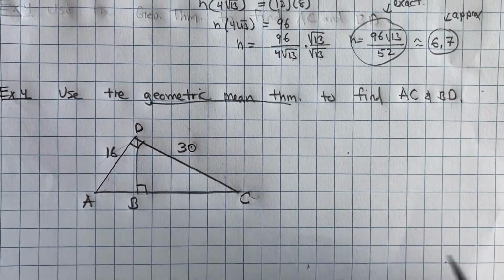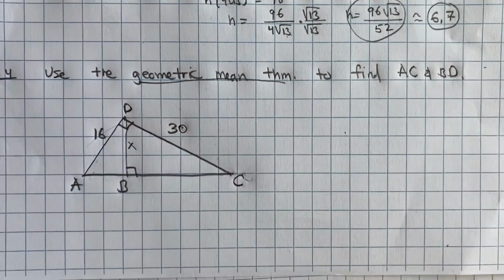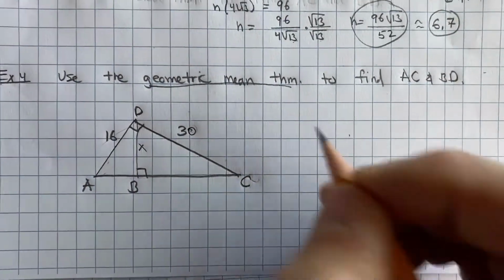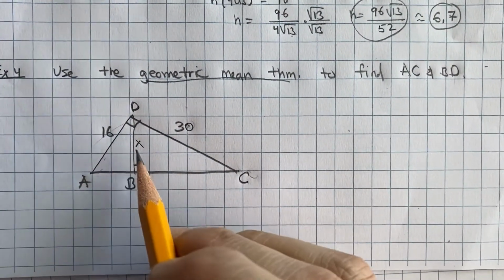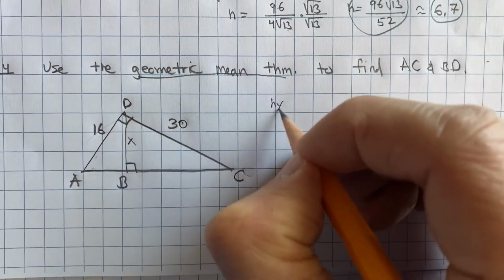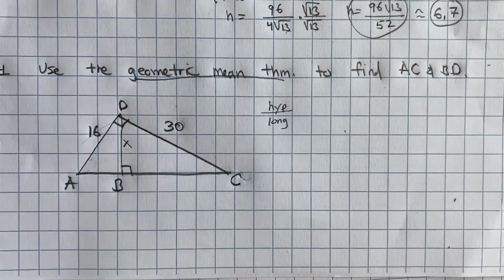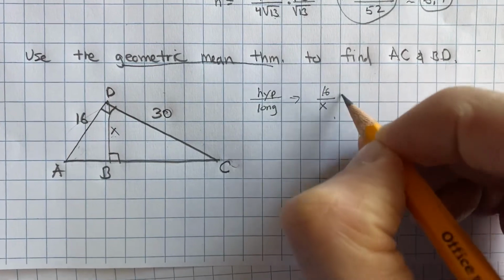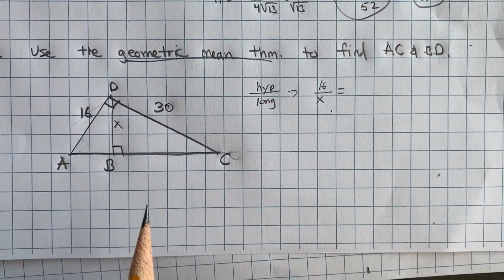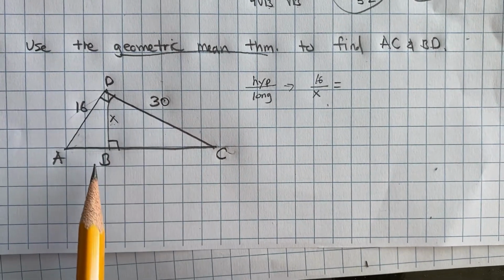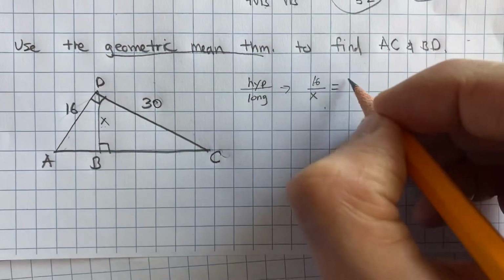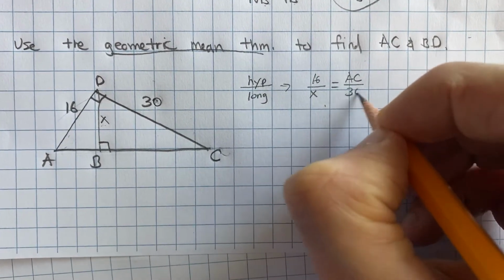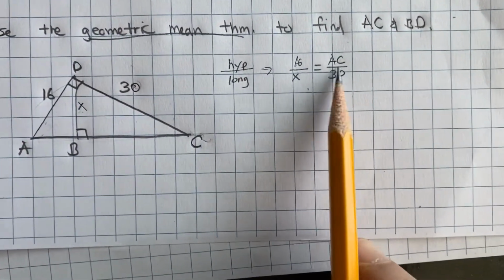And so if I want to find what BD is right here, well, I'll just call it X. I'm just going to use the fact that all 3 triangles are similar. So again, on this one, right, they give you the hypotenuse, and then this is the longer leg. I want to use hyp is to long. Okay? So hypotenuse is to the long leg. So I'm going to say 16 is to X as hypotenuse is to long leg. AC is to 30. Now notice, I don't know what my AC is right here, right?